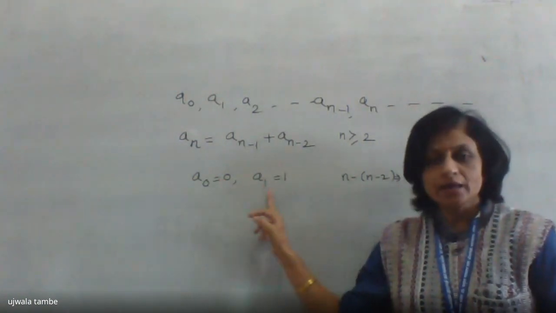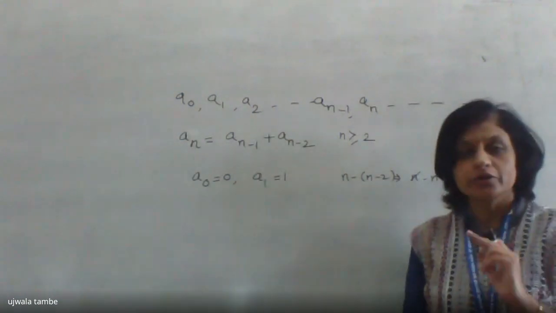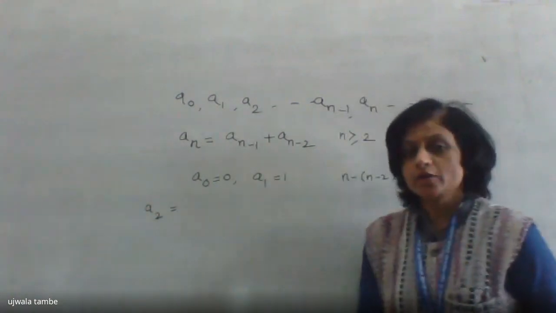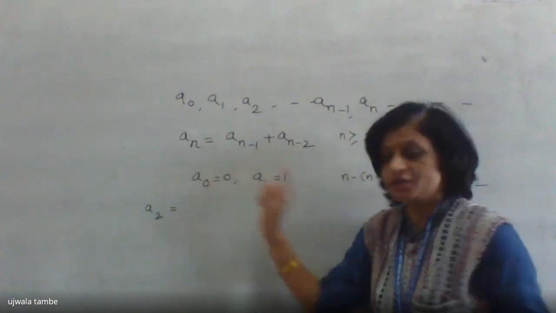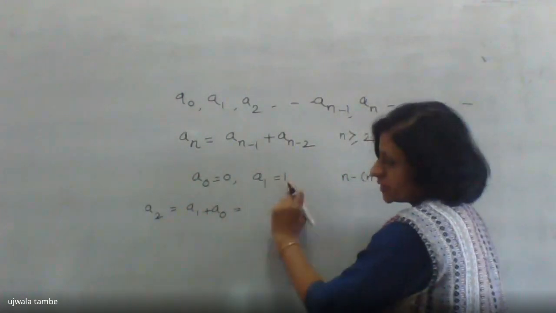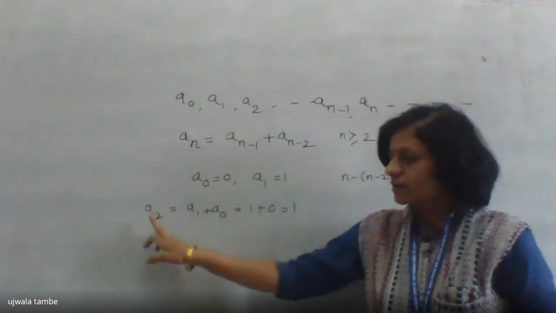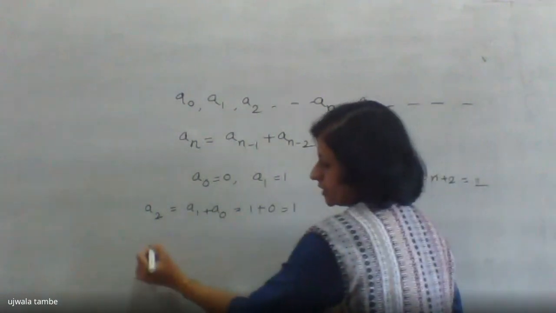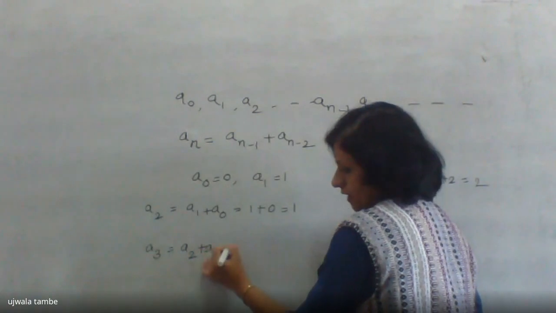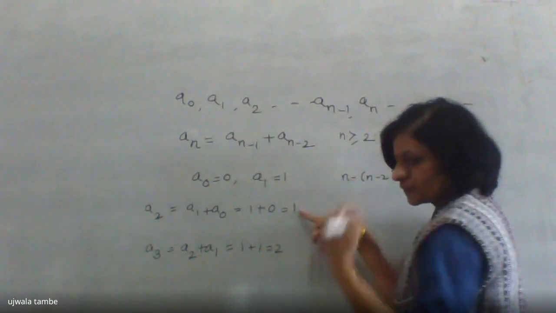Using A0 and A1, we calculate A2, A3, A4 and so on using the rule. First, to find A2: A2 is equal to A1 plus A0. The value of A1 is 1 and A0 is 0, so 1 plus 0 is 1. We get A2 as 1. Similarly, to calculate A3: A3 is equal to A2 plus A1. The value of A2 is 1 and A1 is 1, so that is 2.